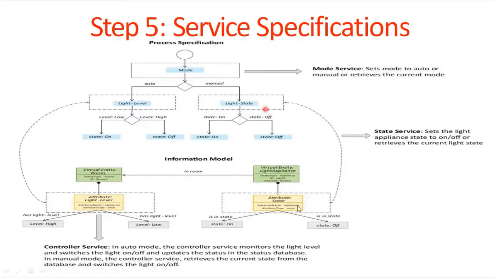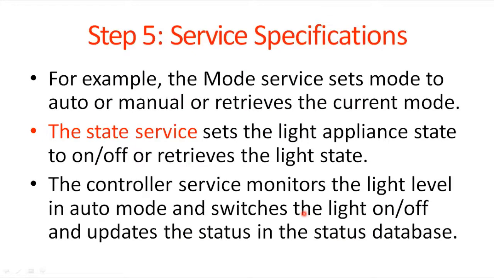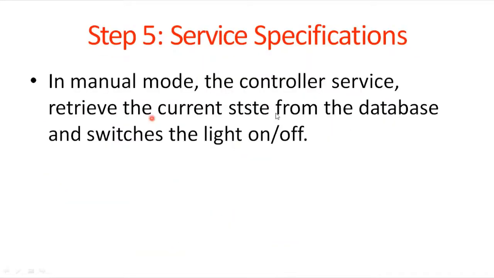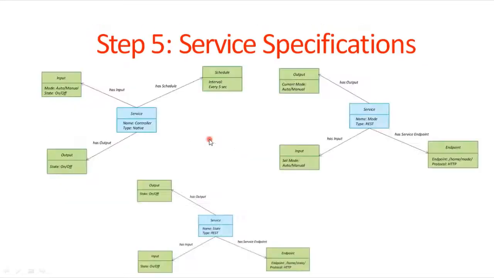Light state, attribute state or light state, you will define this one. Another attribute here is the controller service. These are all different services. That means based on that one only you will define the state service. What is the state service? How can you represent it? You discussed that information. And then in manual mode, how can you represent this particular state service?